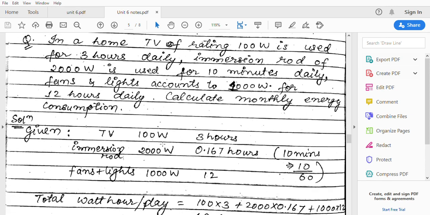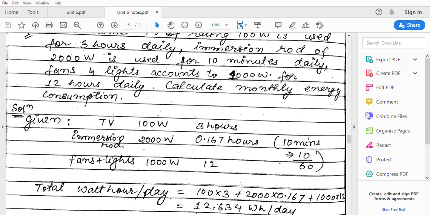So in a tabular form we will see what is given to us. TV, its wattage rating is 100 and it is used 3 hours daily. Immersion rod, its wattage is 2000 watt but it is used 10 minutes. So if you convert 10 minutes into hours, that is 10 upon 60, you will be getting 0.167 hours. Then the fan and lights account for 1000 watt and we will be using 12 hours per day. So total watt hour per day consumption is this multiplied by this plus this multiplied by this plus this multiplied by this. So you can get the total watt hour per day that we are consuming.